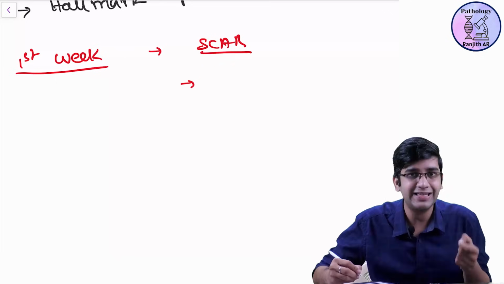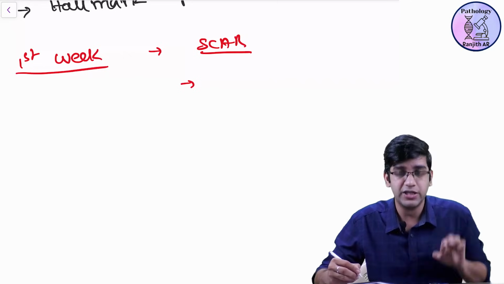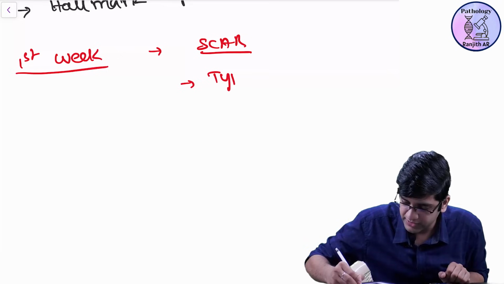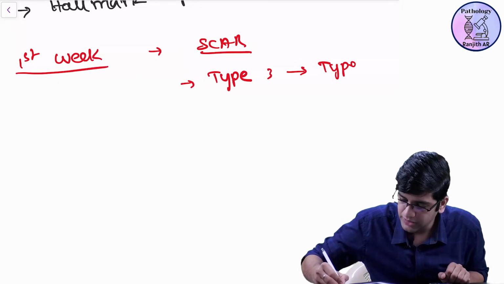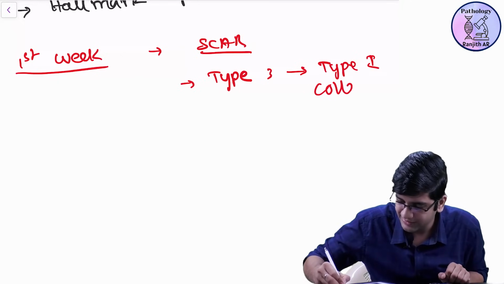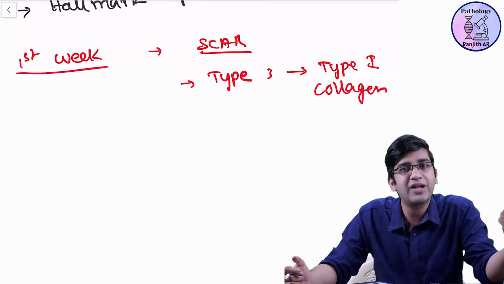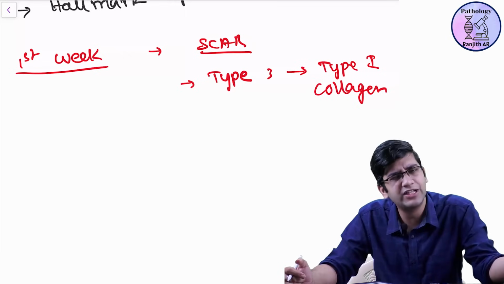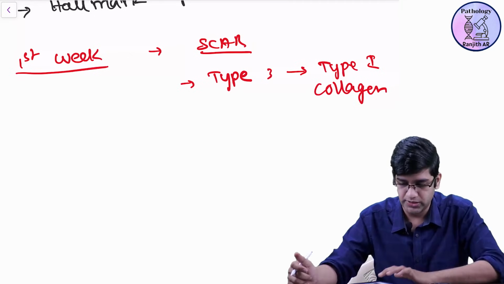What happens mainly in a scar is that my blood vessels will slowly start to go away from the granulation tissue, and the most important thing is that type 3 collagen will be getting converted to type 1 collagen. Why is this required? Simple reason: type 1 collagen is the strongest. I don't want a weak collagen, I don't want a weak scar. It will get converted to type 1 collagen. Scar will start forming around the first week.